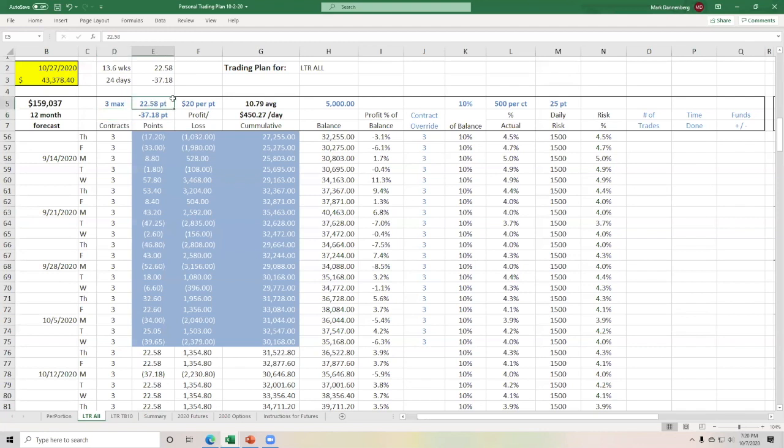If I know that my $159,000 forecast for a year is based on getting 22, 23 points of profit today, when I hit 23, 24 points of profit today, I might stop. We have a lot of people in our trading room who said, I'm done for the day. I hit my goal. So it gives you an answer to the question a lot of traders never even know enough to ask, which is, when is enough enough?